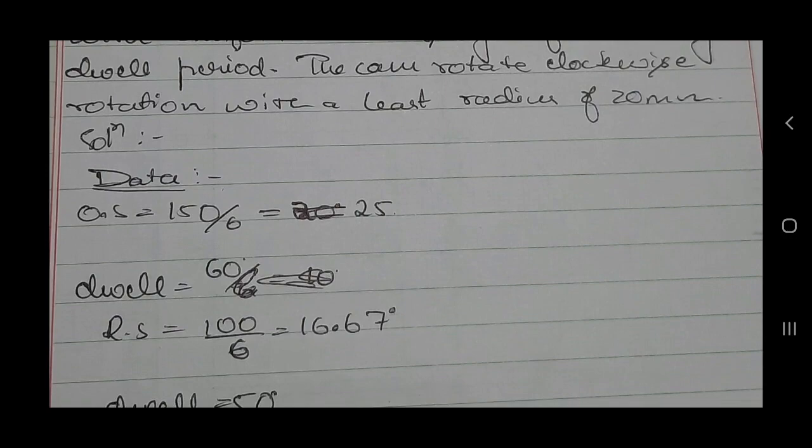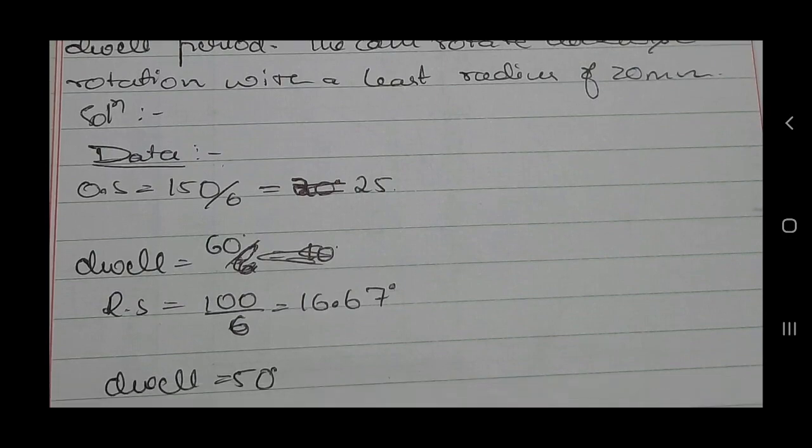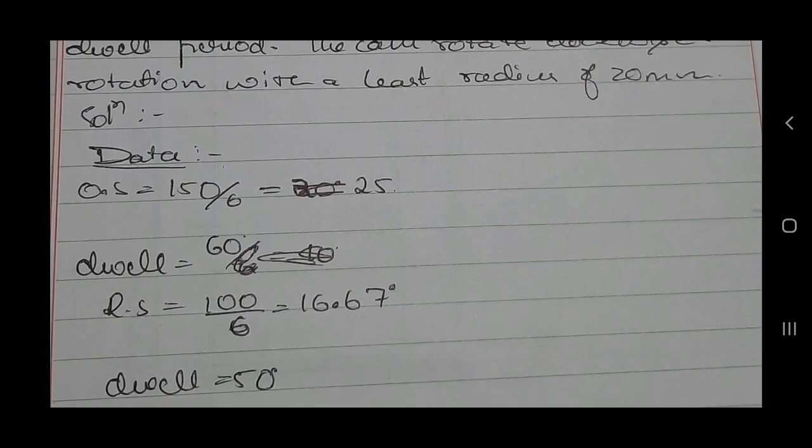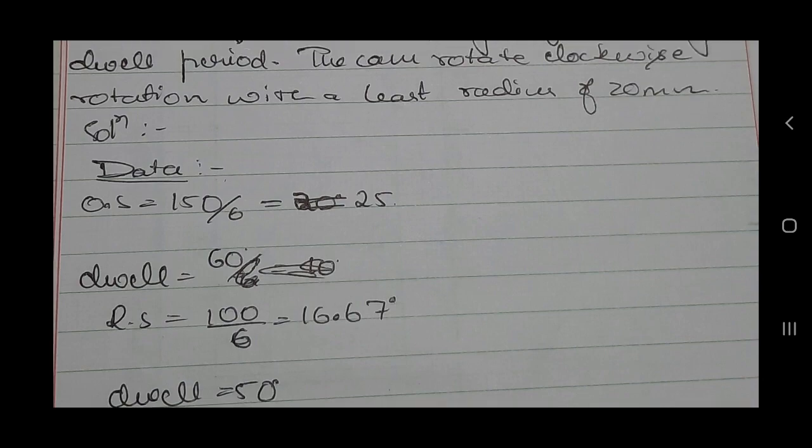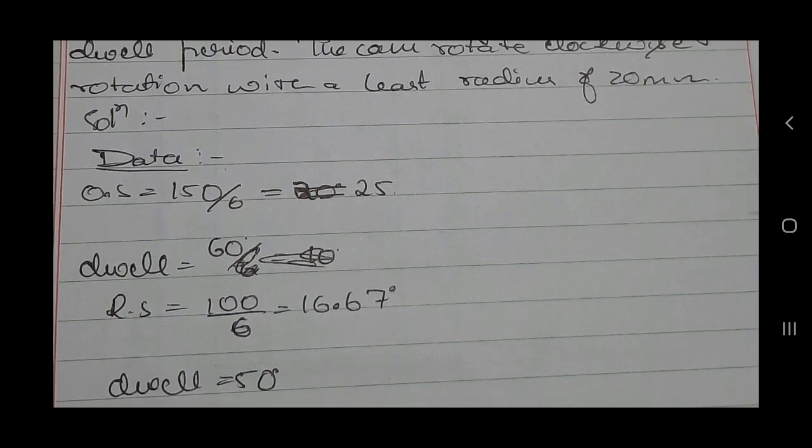Anyhow, now segregate the data. The data is: OS, outstroke, 150 degree. Dwell is equal to 60 degree. RS, return stroke, is equal to how much? 100 degree. Next, dwell is 50. 150 plus 60 is 210. 210 plus 100 is 310. 310 plus 50 becomes 360. Complete rotation, 360.